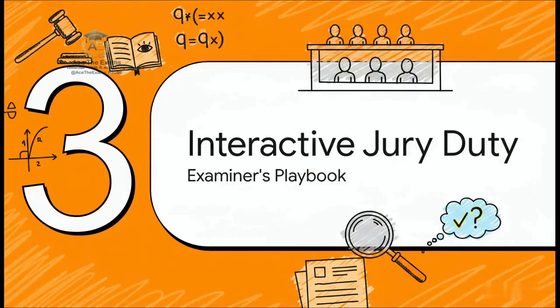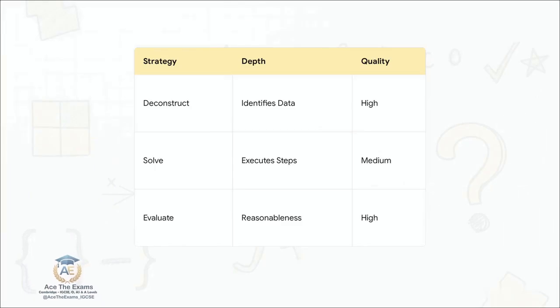Next up, interactive jury duty, the examiner's playbook. It's time for you to actively evaluate the evidence. All right, here is challenge 1. I am putting a visual 60-second timer up in the courtroom. I want you to look really closely at this procedural framework exhibit. Notice we have 3 strategies: deconstruct, solve, and evaluate.